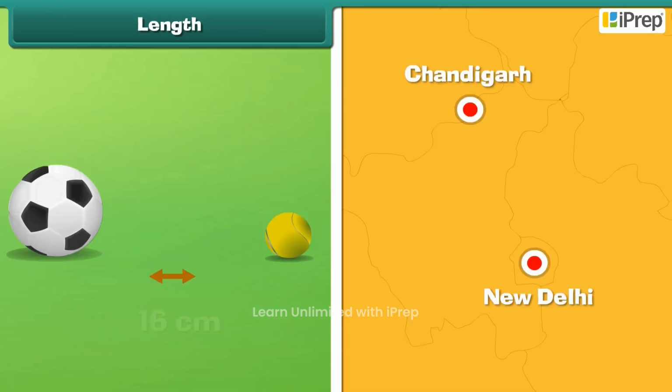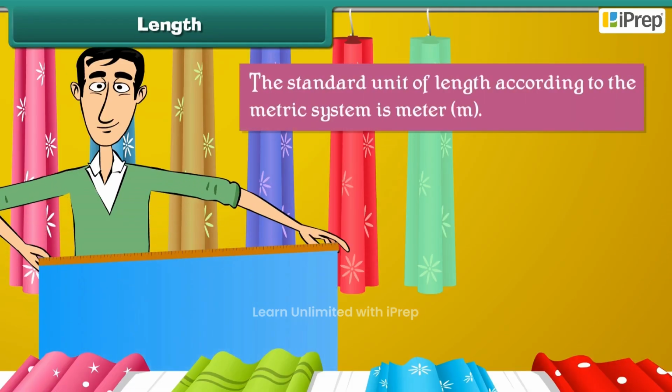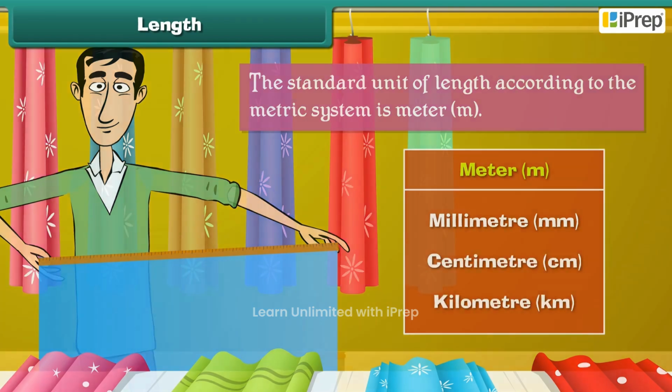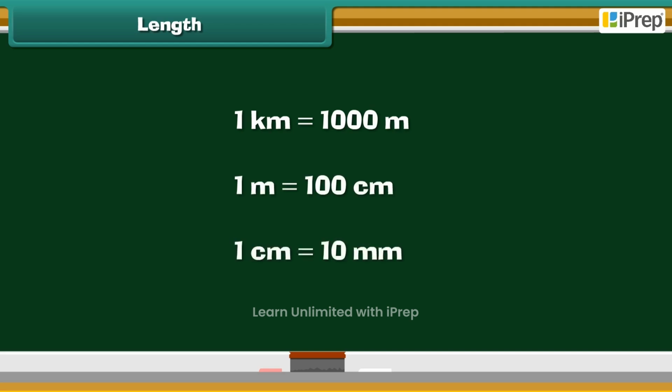Length. The distance between two objects or places is measured as length. The standard unit of length according to the metric system is meter. Based on the length that needs to be measured, meter can be converted into different units like millimeter, mm, centimeter, cm, and kilometer, km. 1 kilometer is equal to 1000 meter. 1 meter is equal to 100 centimeter. 1 centimeter is equal to 10 millimeter.